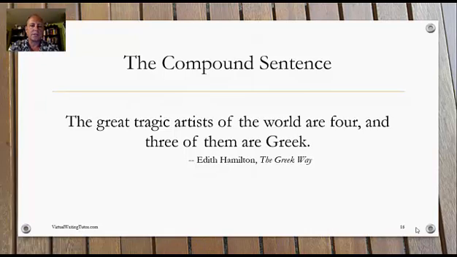Notice how these two simple sentences are joined with comma and. We could remove them and have two separate sentences: the great tragic artists of the world are four; three of them are Greek. But since these two sentences are closely related and have a logical connection one to the other, we are perhaps better off joining them together with the comma and the conjunction and, and make a compound sentence out of the two. And this is just what Edith Hamilton has done in her book, The Greek Way.